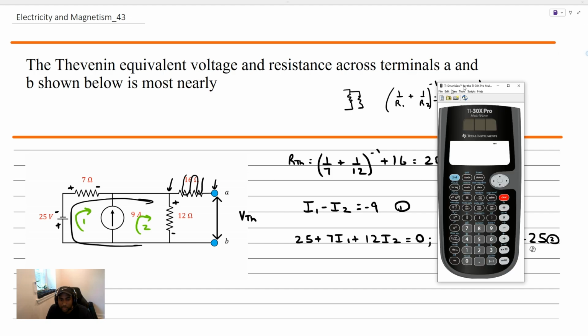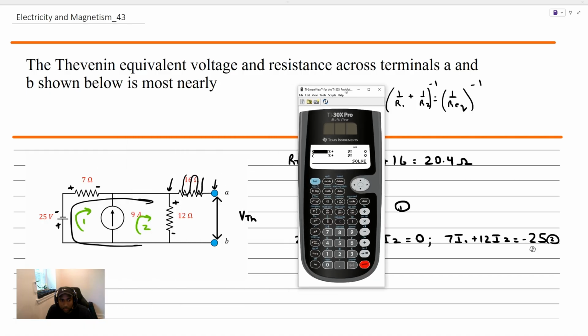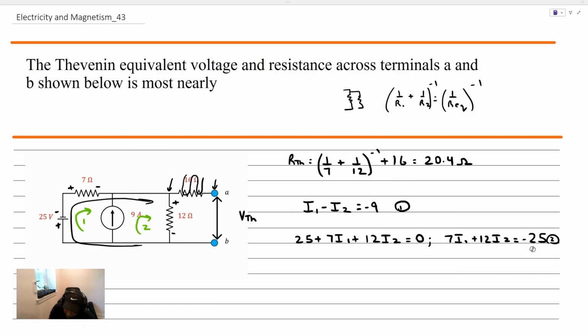We're going to go ahead and plug this into the calculator here. Second, system solve. We have a 2x2 system, and essentially what we're looking for is I2. If we knew I2, which is this right here, then we could take the product of 12 and I2 by Ohm's law and find the voltage drop across the 12 ohm resistor, which is just the Thevenin equivalent voltage.